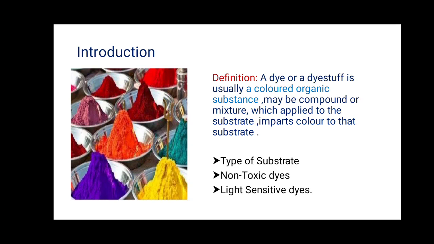The definition says any colored organic substance, it may be a compound or mixture, which when applied to a substrate, where the substrate is any textile material, paper, leather, plastic or waxes, imparts color to that substrate, is called a dye. Types of substrate means paper, leather, plastic, textile material, waxes, etc.